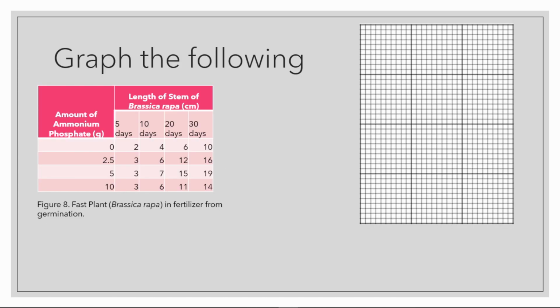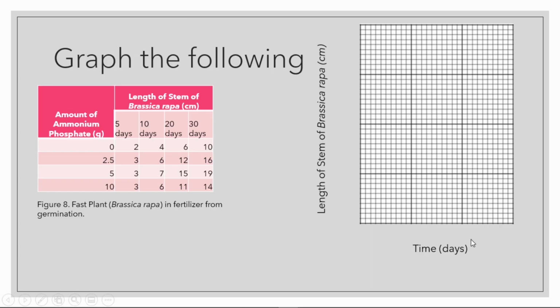So first, we do need a piece of graph paper. Then we need to determine what's on the x and y axis. So what goes on the x-axis? In this case, it is not the independent variable. It's not the amount of ammonium phosphate. It is actually time in this case. The independent variable we're going to show with multiple lines. Now the dependent variable always shows up on the y-axis, so that is the length of the stem.